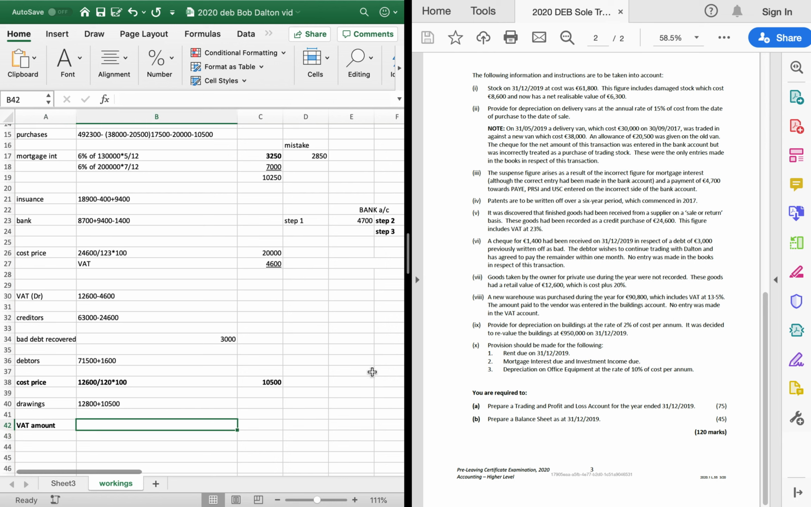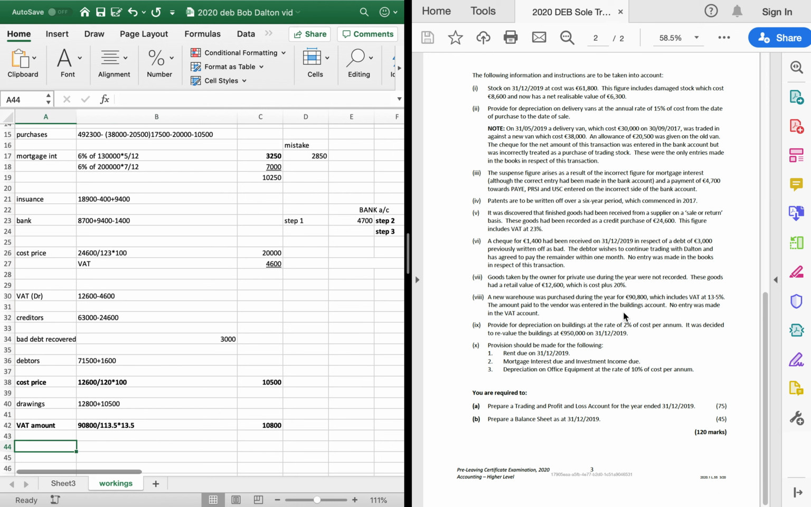So if 90,800 includes VAT at 13.5%, well, we need to find what that 13.5% is. So we're going to divide that by 113.5 and multiply by 13.5%, and that'll give us the VAT figure. So that's 10,800. I have a vague recollection of having decimal places or something earlier on when I did this.